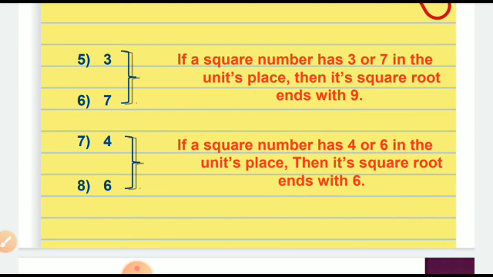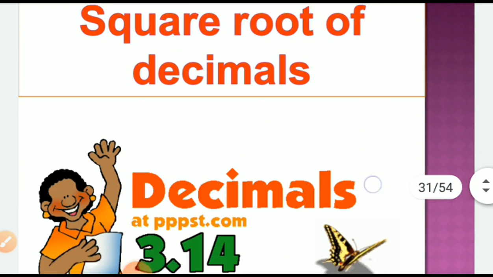3 and 7. If a square number has 3 or 7 in the units place, then its square root ends with 9. Whenever a number has 4 or 6 in the units place, then its square root ends with 6. Correct.